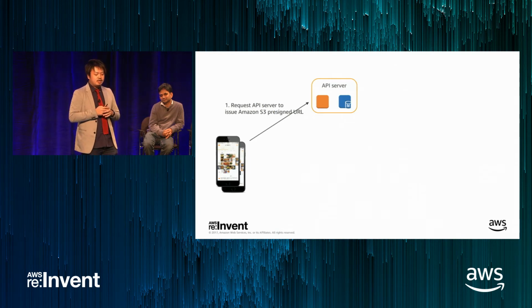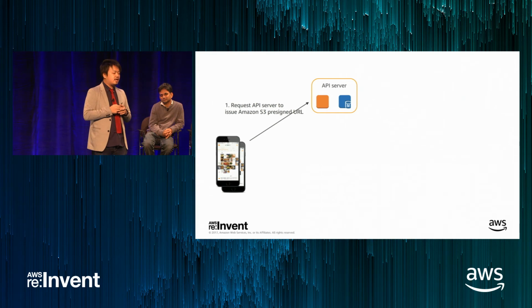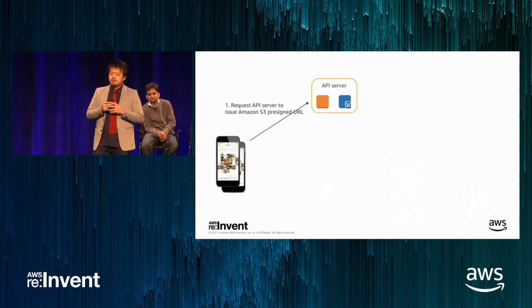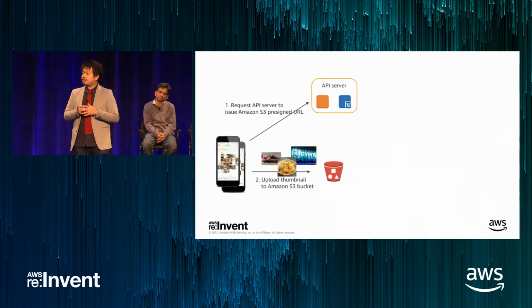Let me introduce the architecture of this feature using figures. At first, the client requests our API server to issue a pre-signed URL of S3. The API generates and returns it to the client. Next, the client uploads a very small thumbnail to the S3 bucket.